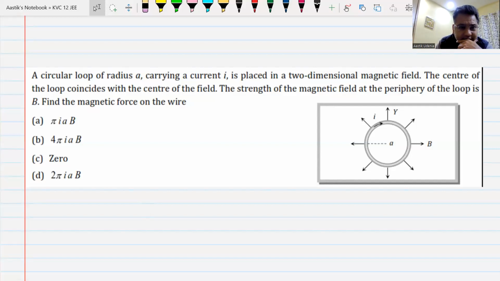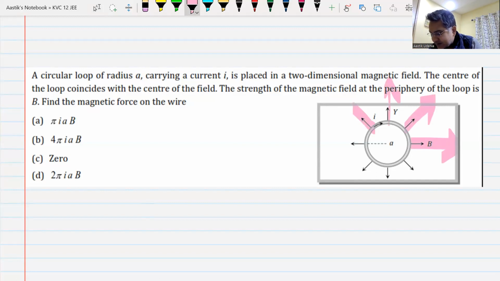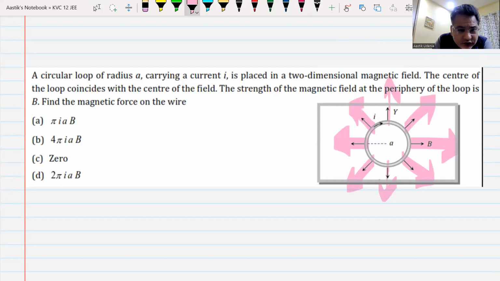A circular loop of wire of radius A carrying current I is placed in a 2-dimensional magnetic field. The center of the loop coincides with the center of the field. The strength of the magnetic field at the periphery of the loop is B. Find the magnetic force on the wire. You can see this type of magnetic field is going radially outward. Here the magnetic field is going like this, here like this, here this, here this. You have to find the force on the loop.